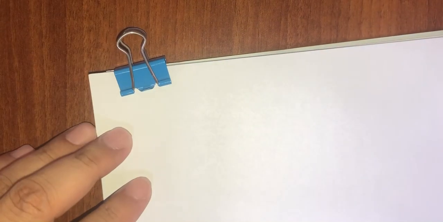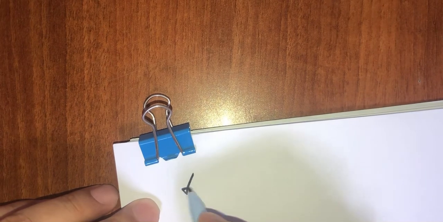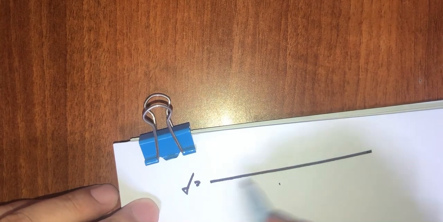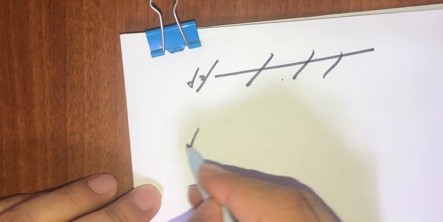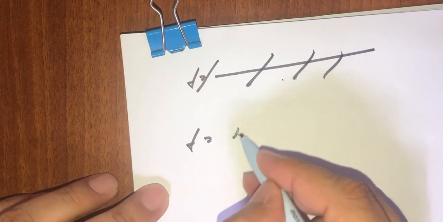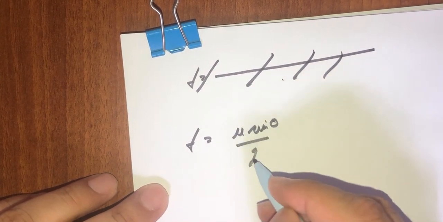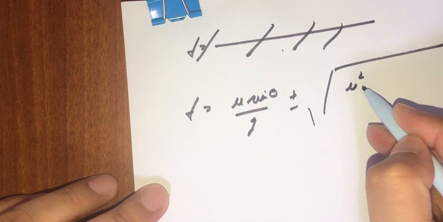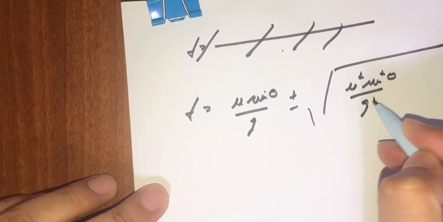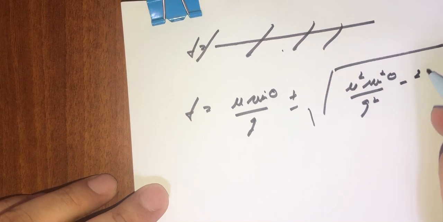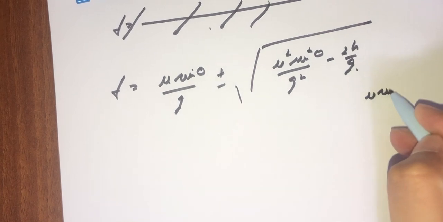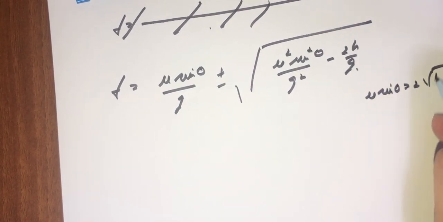So we can write t now as, let me write the quadratic equation first. So 2 cancels out with 2, and t will be equal to u sin theta divided by g plus minus the square root of u squared sin squared theta divided by g squared minus 2h upon g. And we already found out that u sin theta will be equal to 2 square root of h. That was our first equation.